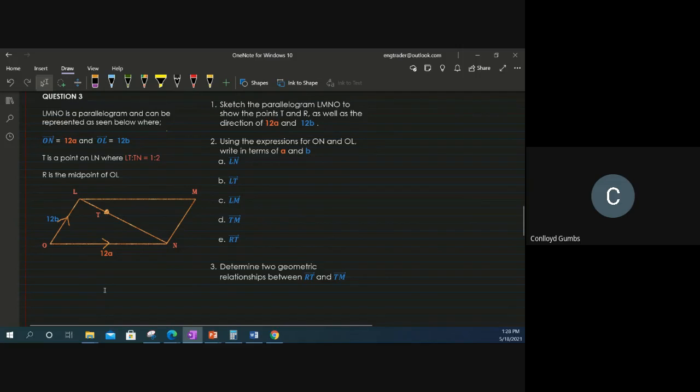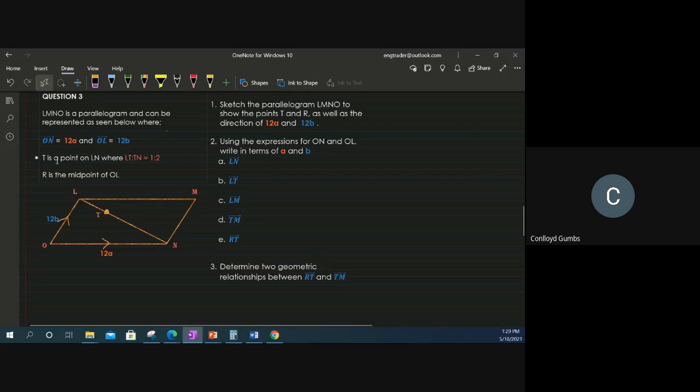If you notice, it says LMNO is a parallelogram and can be represented as seen below. I'll get you started on the first one, and then you'll try to do the rest. Here, O to N represents 12A, and O to L represents 12B.